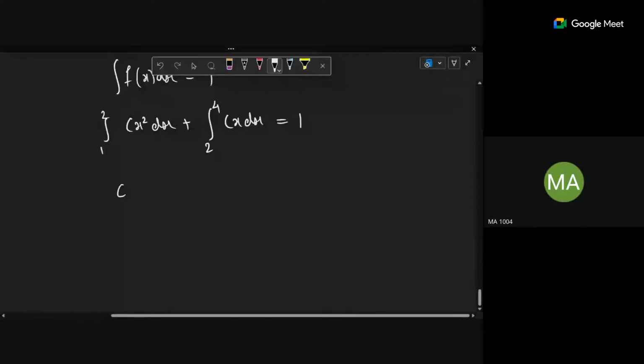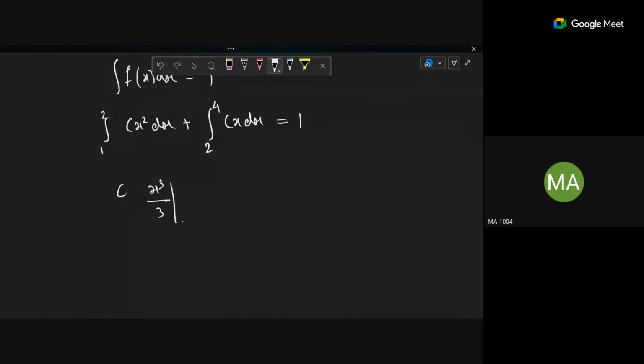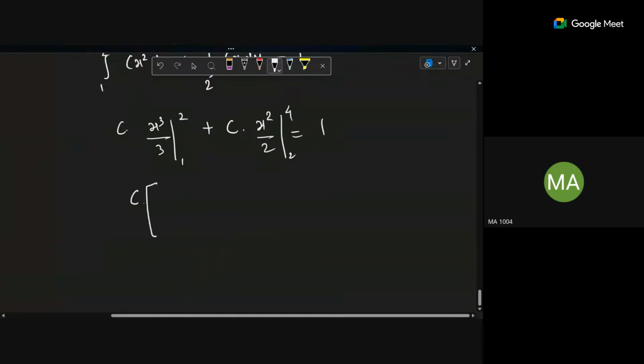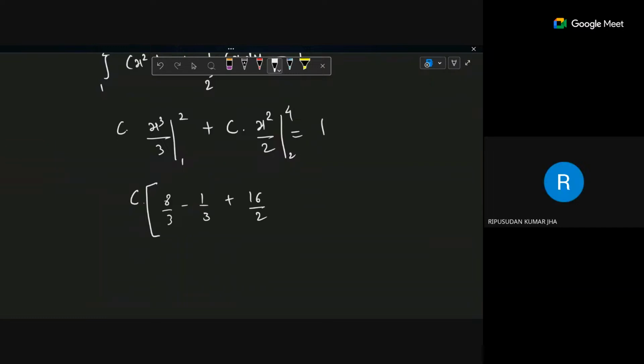Okay, so how will you go for cx square? C is common, and the integration of x square is x cubed by 3, taking values 1 and 2. Again, C common. The integration of x is x square by 2, taking values 2 and 4, which is equal to 1. Now C common: 8 upon 3 minus 1 by 3, then plus 16 by 2 minus 4 by 2, which is equal to 1.